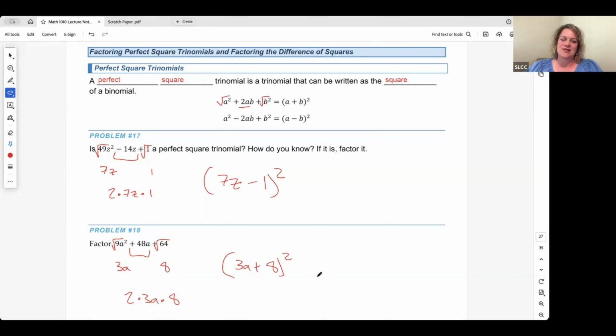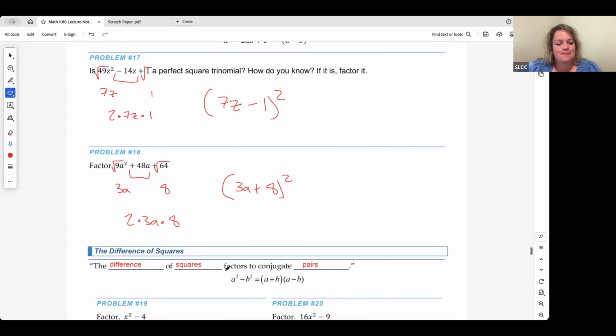Perfect square trinomials. If you don't notice that pattern, you can always factor these using the X method, rewrite, or the circle it up method, or the box method. But if you see the pattern, it's that much faster to factor a perfect square trinomial.